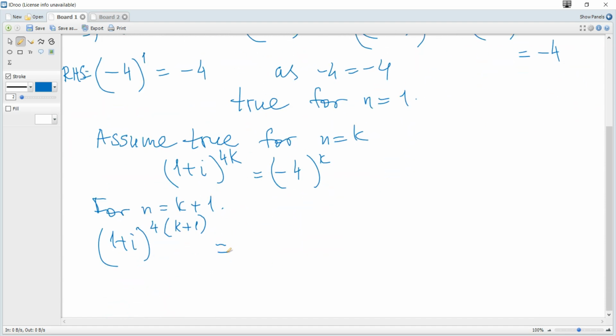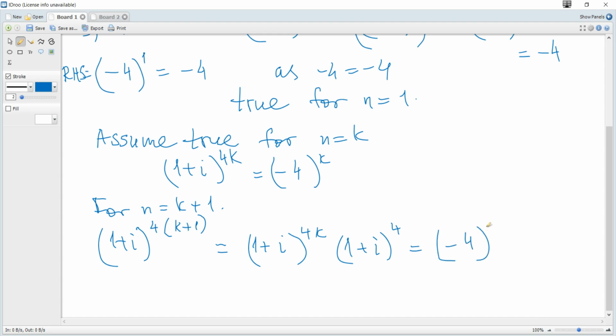And as usual, we split it into the k part multiplied by some additional factor, so that we can use the assumption that it's true for n = k. So we can split it into (1 + i) to the power of what? 4k + 4, and using the properties of powers, it becomes multiplied by the same base, (1 + i)^4.